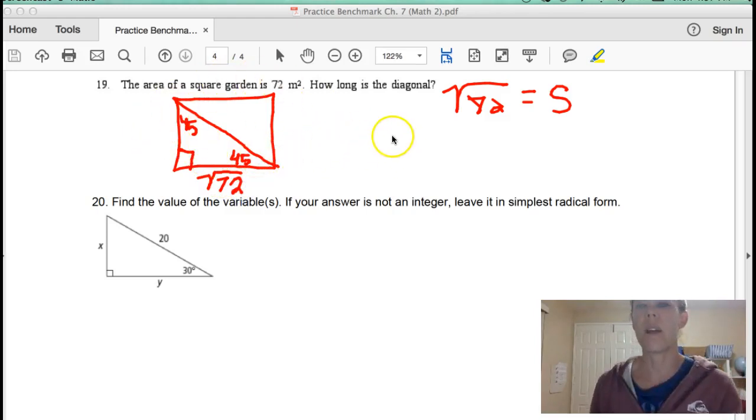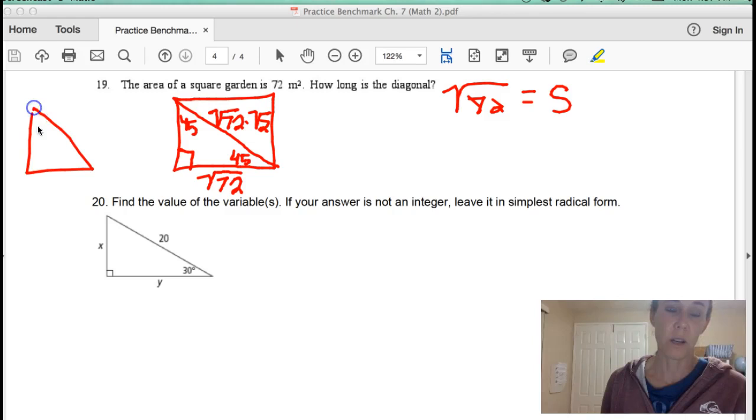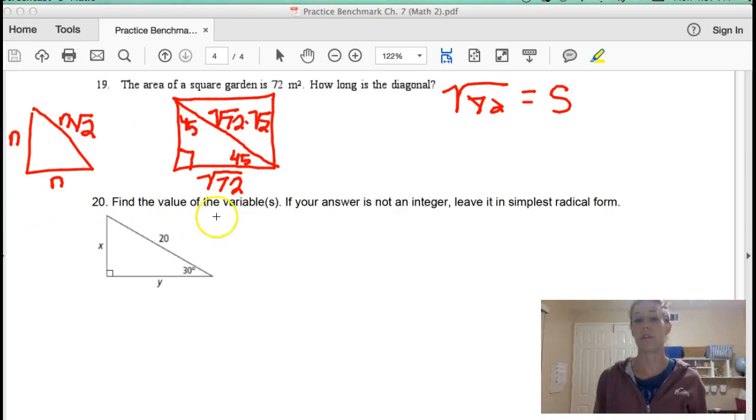So in a 45, 45, 90, I know my ratios are the sides are n, or the number, and the hypotenuse is the number times root 2. So if my sides are radical 72, my hypotenuse is going to be root 72 times root 2. With my 45, 45, 90 triangle, I'll draw it over here: the sides are my number, and the hypotenuse is my number times the radical 2. Those are my ratios for my 45, 45, 90. So if my sides are radical 72, my hypotenuse is going to be radical 72 times radical 2.